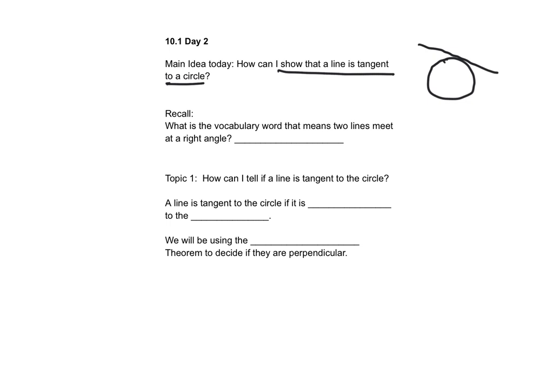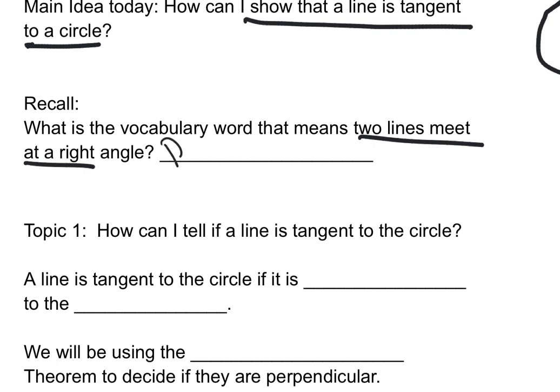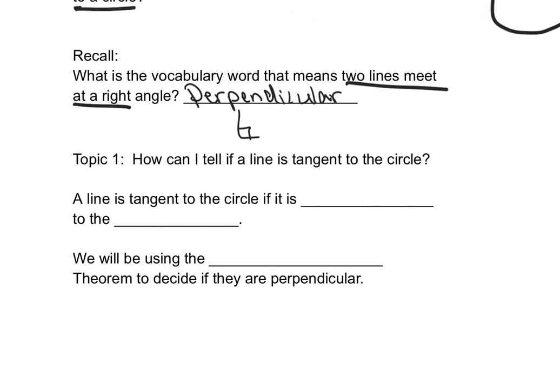So just some vocabulary and things to remember. What is the vocabulary word that means two lines meet at a right angle? Well, that vocabulary word is perpendicular, and we're going to use that idea today. And if they are perpendicular, remember, we would have that little square in the corner. How can I tell if a line is tangent to the circle? Well, a line is tangent to the circle if it is perpendicular to the radius.